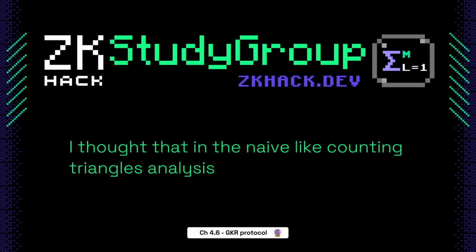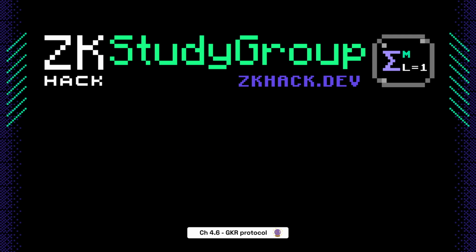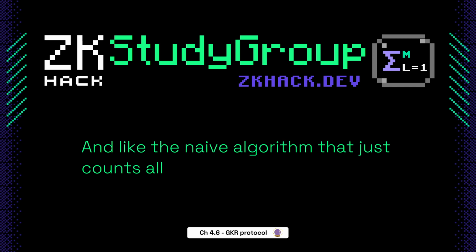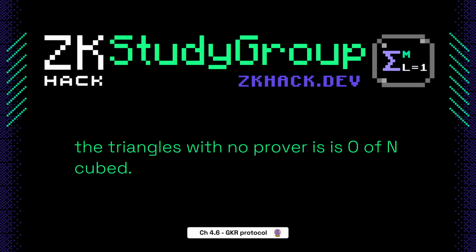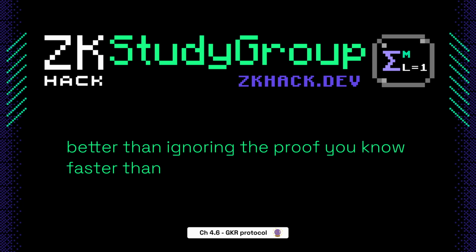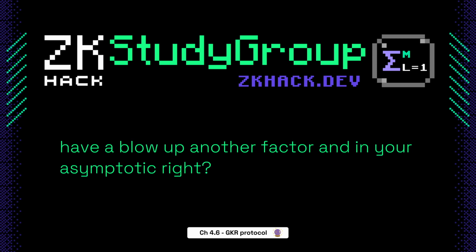I thought that in the naive counting triangles analysis that I did, the verifier time was O of n squared. That's what we're talking about, right? Yeah, the verifier time in the interactive proof is O of n squared, and the naive algorithm that just counts all the triangles with no prover is O of n cubed. So an O of n squared time verifier is faster than ignoring the prover and solving the problem. Wait, you said that ignoring the prover means that you just have a blow up of the factor of n in your asymptotic, right?